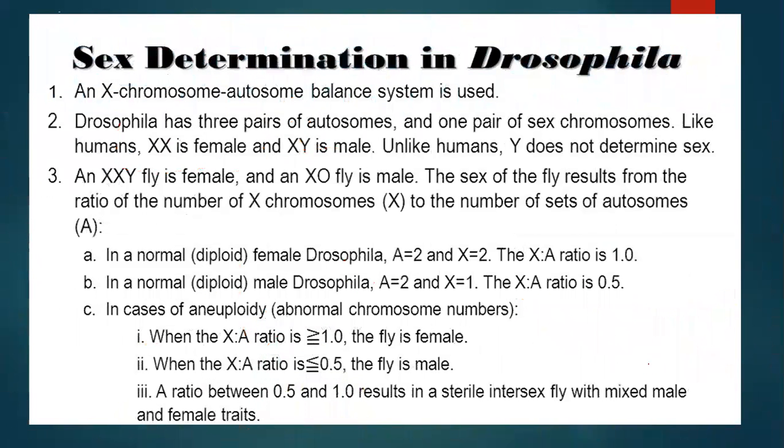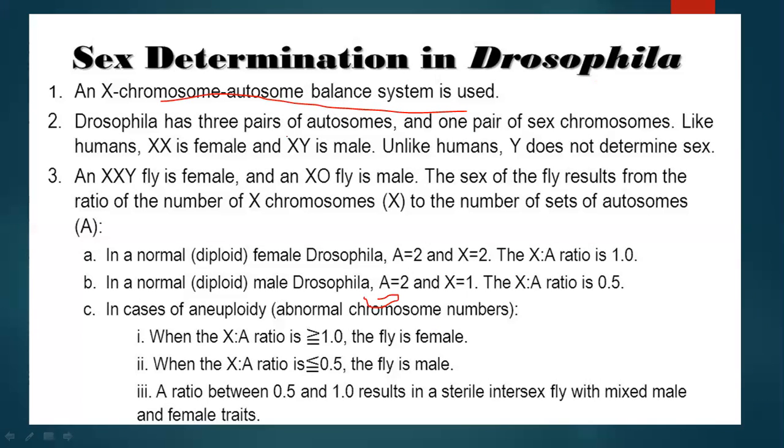One more point to be discussed is that the SRY gene is present in human beings on the Y chromosome, but in Drosophila there is no SRY gene. So here is another method to determine sex: the X chromosome autosome balance system is used here. It is also called the chromosomal or genic balance system.